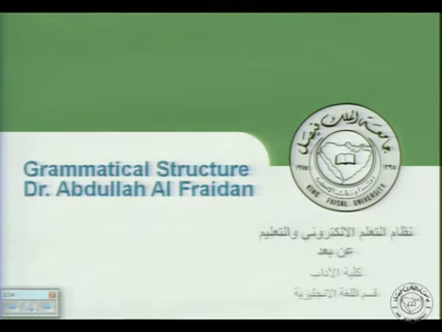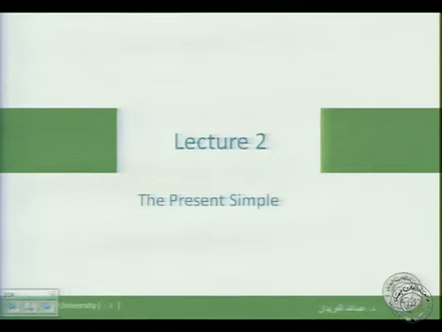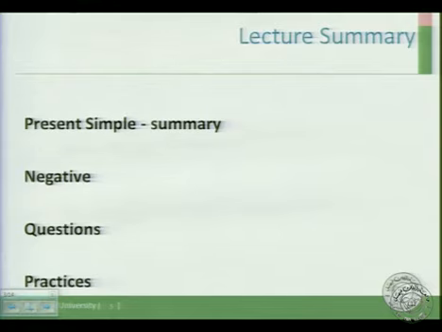Well, last time we talked about the verb tenses, where we said that we have three: present, past, and future. And we talked about the simple present, and we are going to continue talking about the present simple today. The present simple summary. We talked about how we use the present simple. I said that when we use the present simple, we talk about something that we do every day.